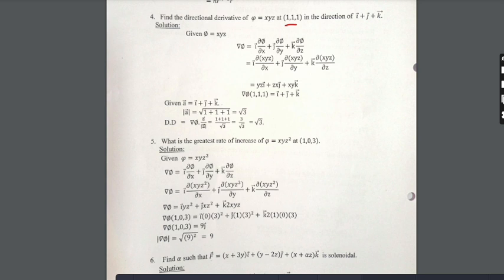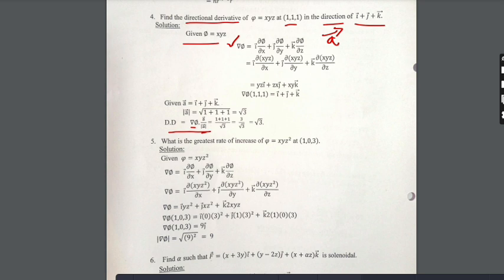So the directional derivative formula is nothing but del phi dot a vector by modulus a vector. The direction in the question is denoted as a vector, which assumes the value i vector plus j vector plus k vector. We need to find del phi and modulus a vector. First of all I am taking phi as xyz. We know the formula of del phi equals i vector ∂phi/∂x plus j vector ∂phi/∂y plus k vector ∂phi/∂z.